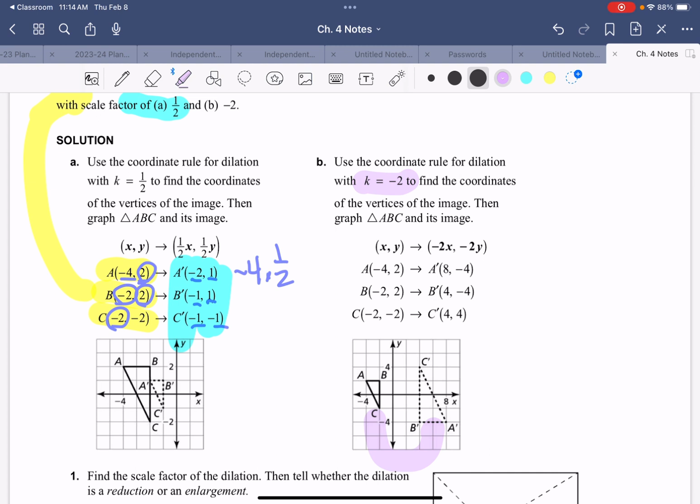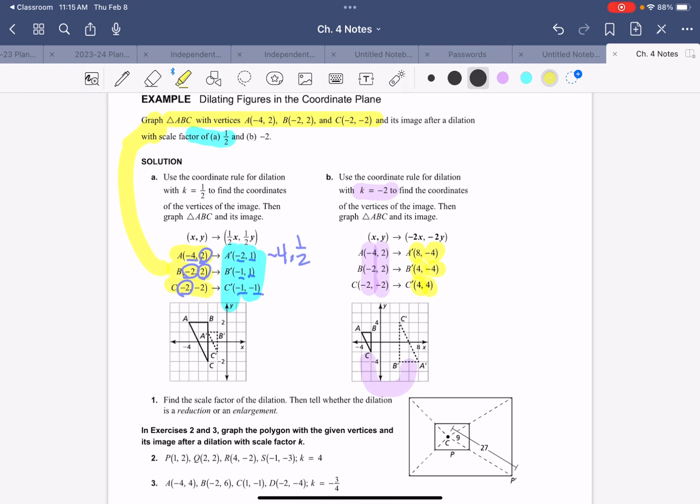You do the exact same thing. You take all your original points and you multiply each one of them by -2. So -4 times -2 gives me 8. 2 times -2 gives me -4, and so on. We get our 3 new coordinates. You can plot it in Desmos, take a screenshot, and upload it. And there you go.